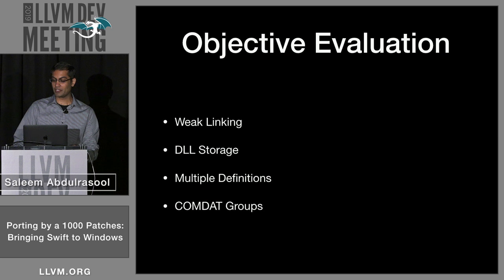Linkonce ODR semantics in LLVM IR changed to no longer create COMDAT groups, instead requiring explicit COMDAT construction. ELF and Mach-O would coalesce symbols due to weak linking, but PE/COFF could not. The Swift IRGen had to be refactored to support the new semantics, identifying the various locations that a symbol could be emitted multiply as linkonce ODR and ensure that they would be associated with a COMDAT group.